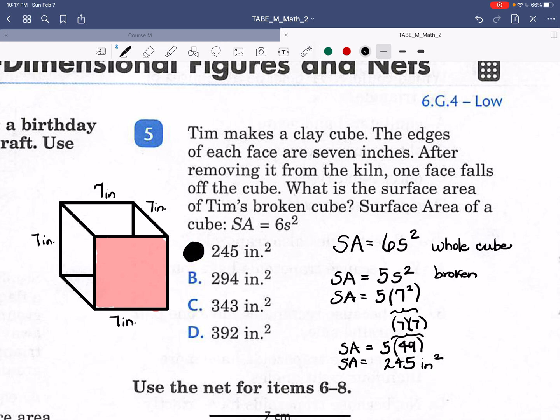You could have found the whole cube, the 6 times, and then subtracted out the 49. That would work just fine. That's what I was debating, which is the better way to show you. But this is the way I would do it. I would go ahead and subtract out that face and then just work the formula.